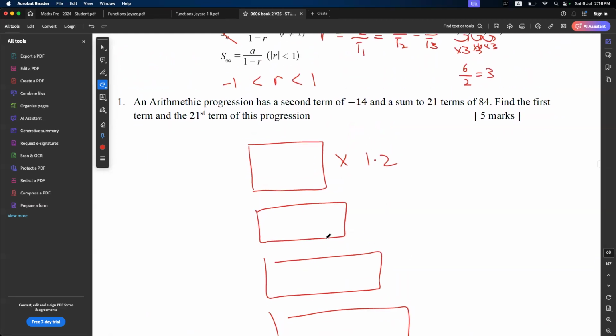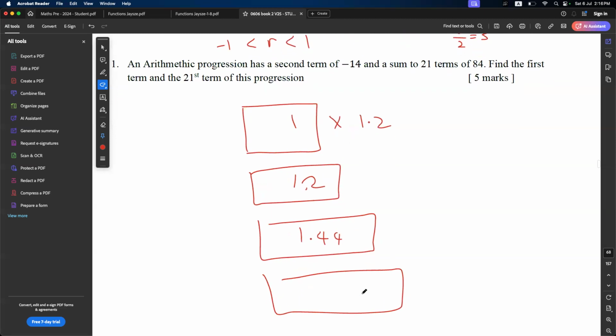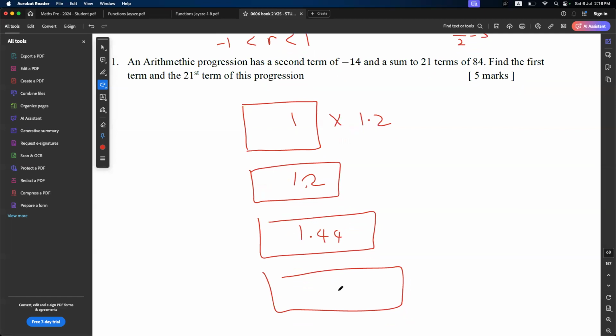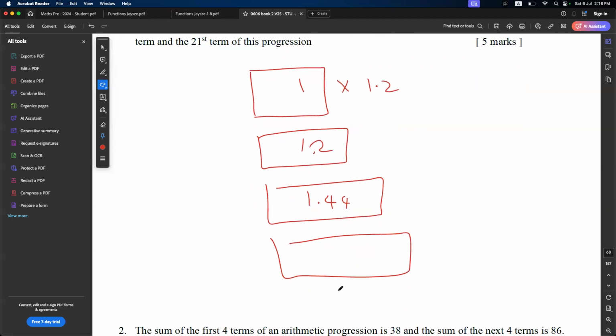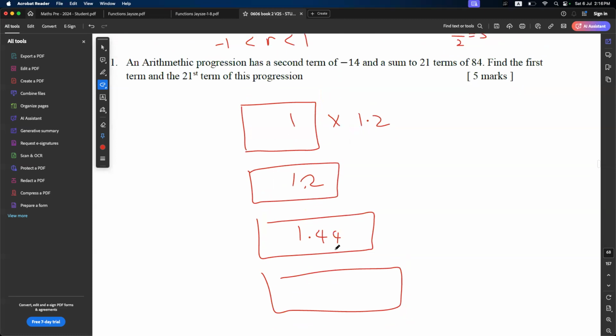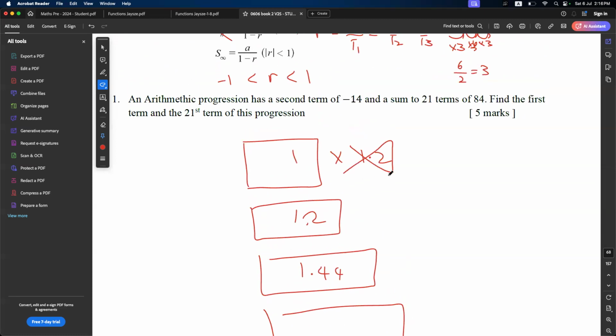Think about it. If this one is 1, then it's 1.2, then it's 1.44, then we keep adding, trying to add everything up, the sum to infinity. What do you think the ultimate answer, the sum value would be? Infinity. You will get like infinite amounts of numbers. So that's why the R cannot be anything greater than 1.